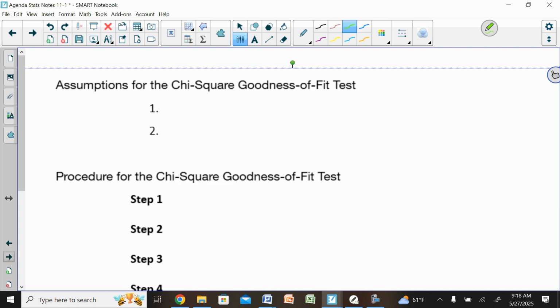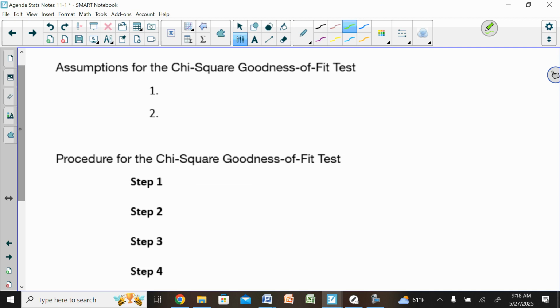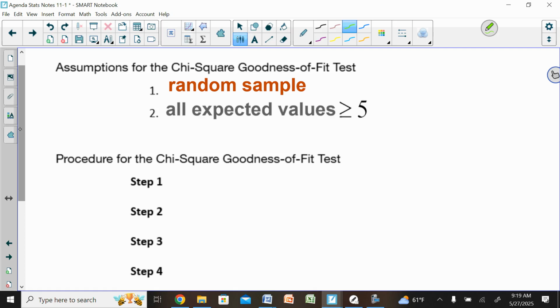So a couple assumptions first. These are conditions that we would test if we were testing conditions. These are things that must be true. Try to keep it short and sweet. The first thing, I think we all know at this point, is that our sample needs to be random. And just a quick spot check, we need to look at our expected value table and make sure that all of our expected values are greater than or equal to 5. If not, we've got a slight problem. We probably should stop and talk about this.